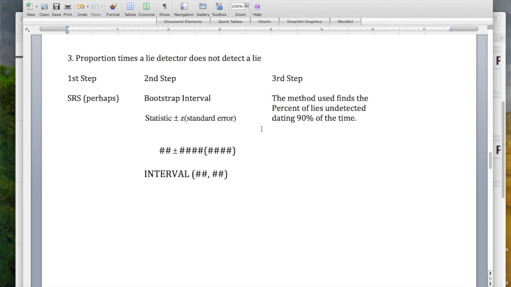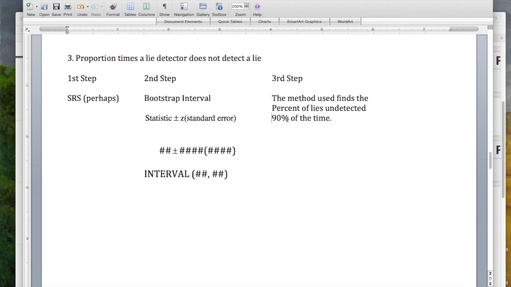So question number 3, was it a simple random sample of lies that were produced? Probably not. They probably were just using the machine 48 times and counted up how many lies. They spoke 48 lies and probably just took the first 48 in a row and checked them on the machine. But we don't know if it was a simple random sample. We know the third step, the method used finds the percentage of lies undetected.